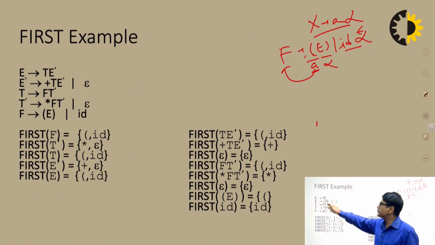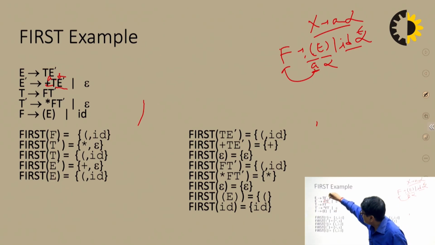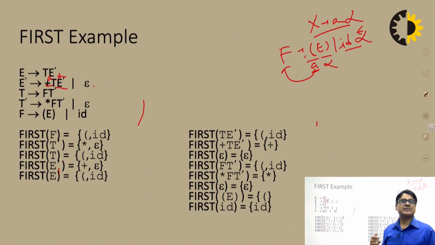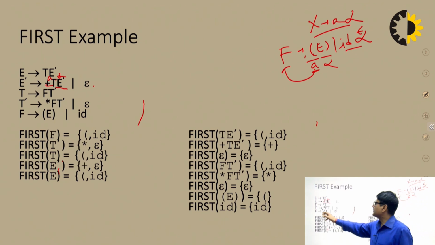Likewise, E dash produces plus T E dash. So plus is a terminal, that is small a, and the rest is alpha. So small a is added into the first, so plus is added into the first of E dash. You will see the first of E dash here. Plus is added. Epsilon is also added because E dash produces epsilon. So the rule is X produces epsilon, you have to add epsilon in that. Similarly, in T dash, star is added and epsilon is added. You will see that in T dash we are getting a star and epsilon. Now we have to check E produces T E dash.